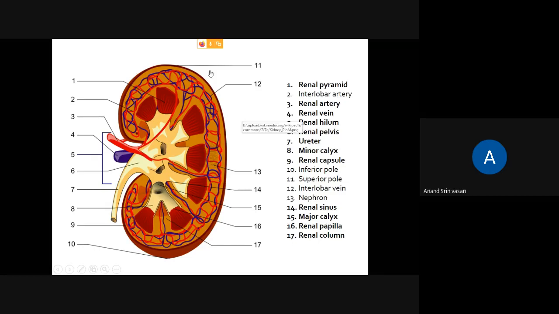So basically you need to go through all these parts in the kidney. The renal cortex, medulla. In the medulla there is pyramid. The apex of the pyramid is called renal papilla. The renal papilla opens into the minor calyx. From the minor calyx it goes into the major calyx, from the major calyx into the renal pelvis, and from the renal pelvis into the ureter. Between the pyramids there are renal columns. Any doubts?